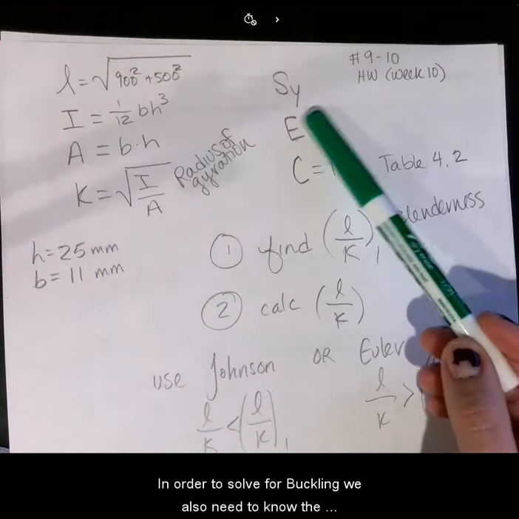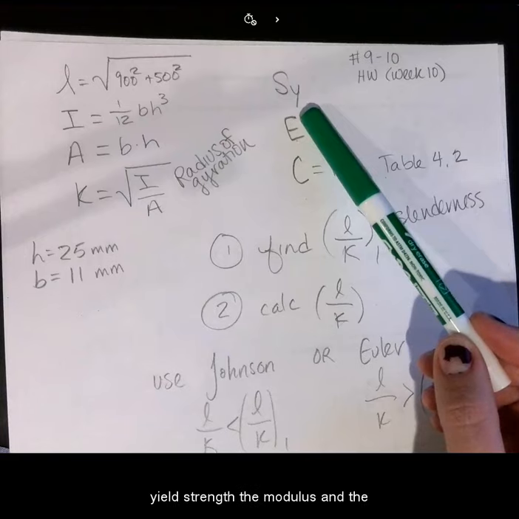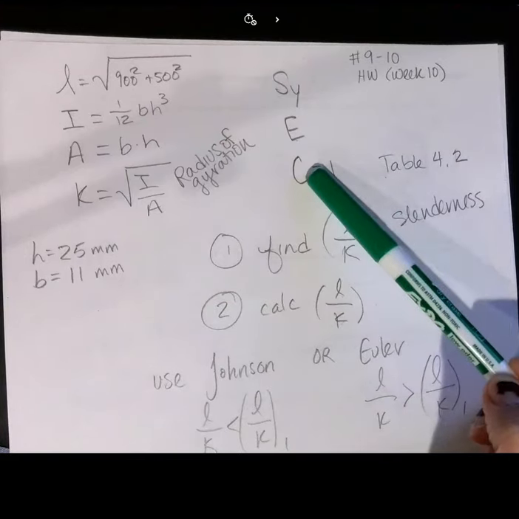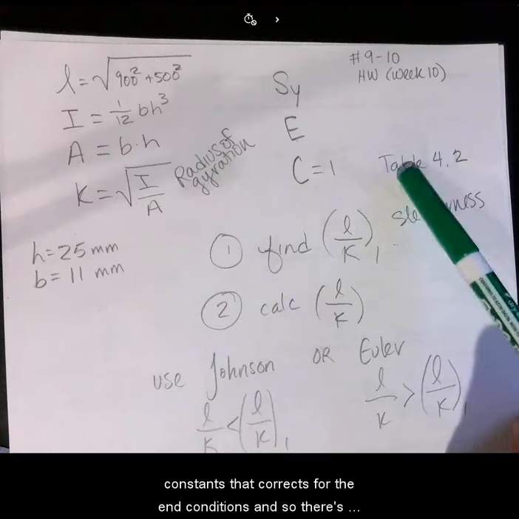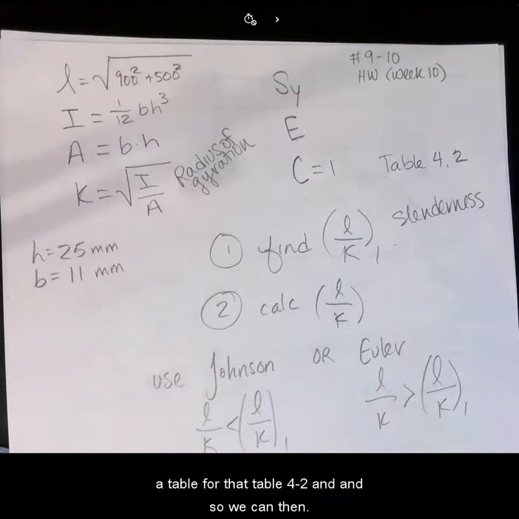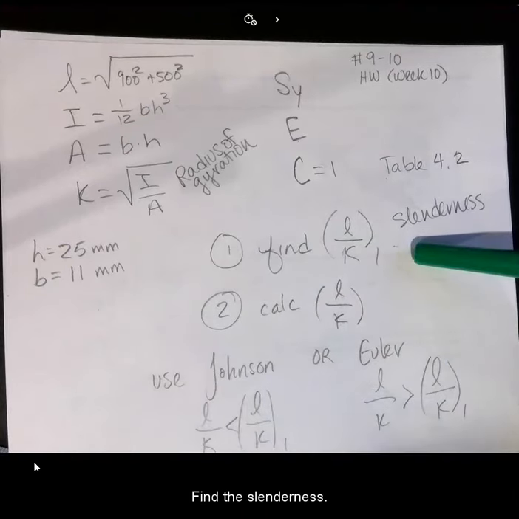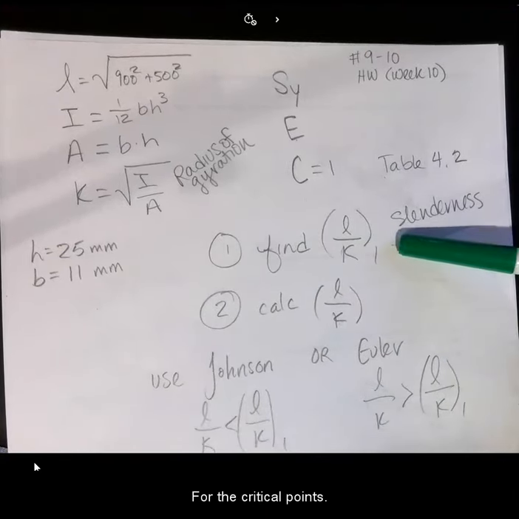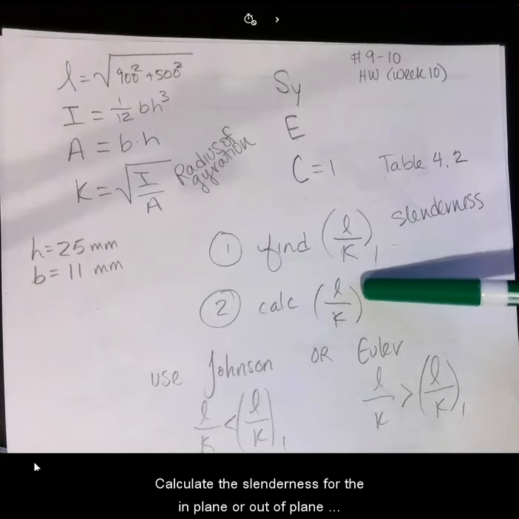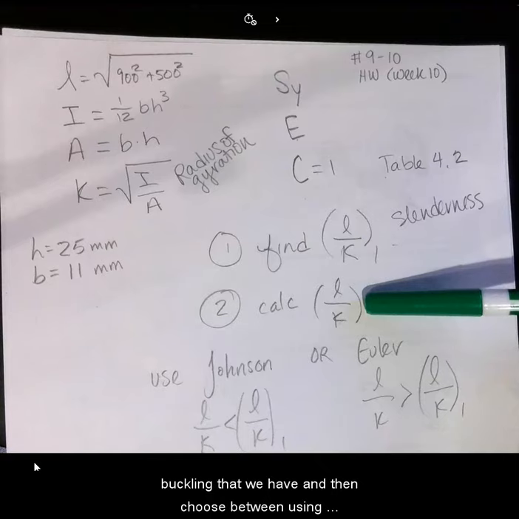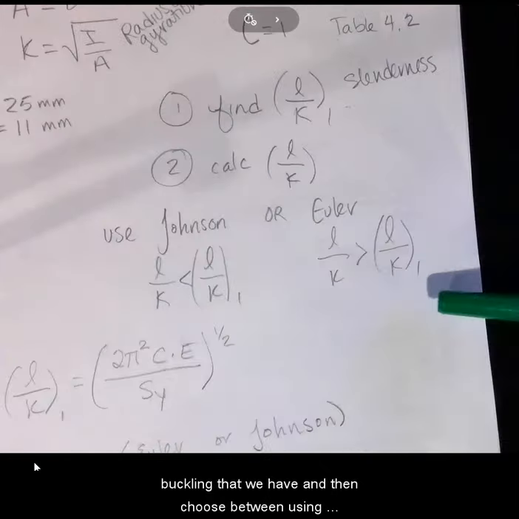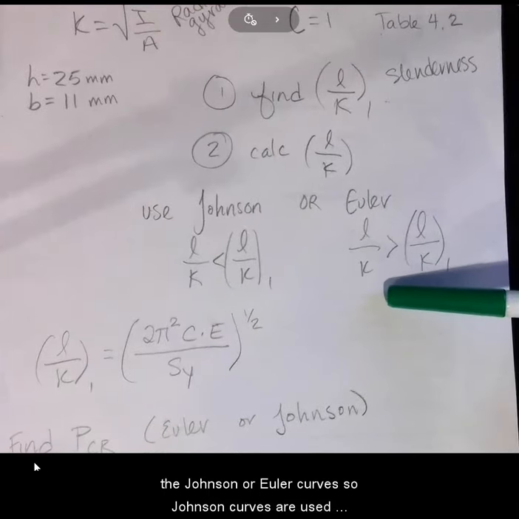In order to solve for buckling, we also need to know the yield strength, the modulus, and then the constant that corrects for the end conditions. There's a table for that, table 4.2. We can then find the slenderness for the critical point, calculate the slenderness for the in-plane or out-of-plane buckling that we have, and then choose between using the Johnson or Euler curves.